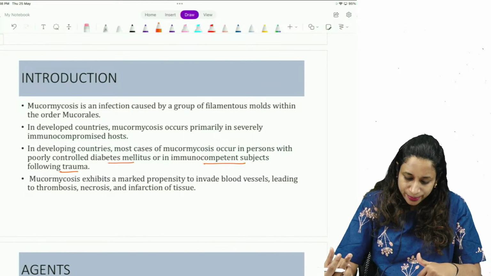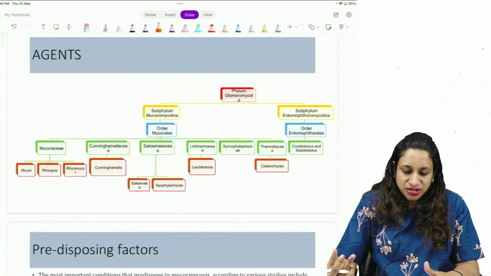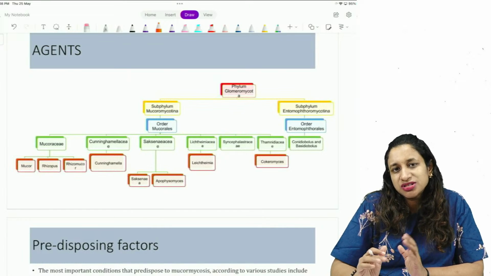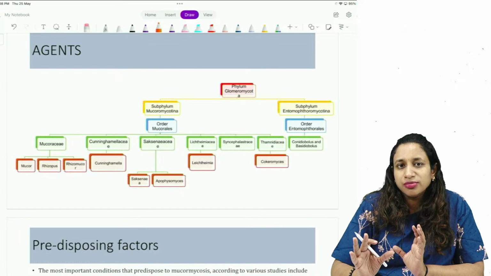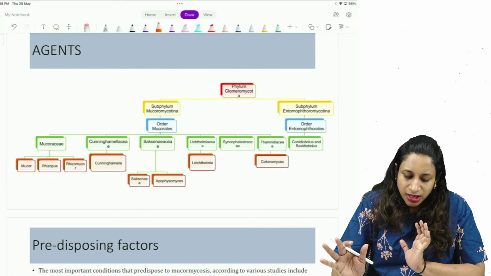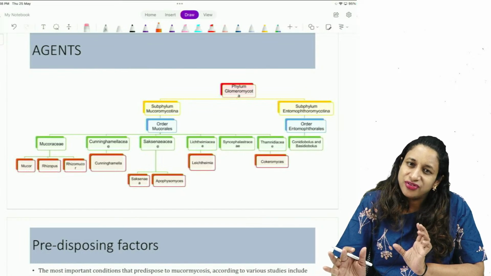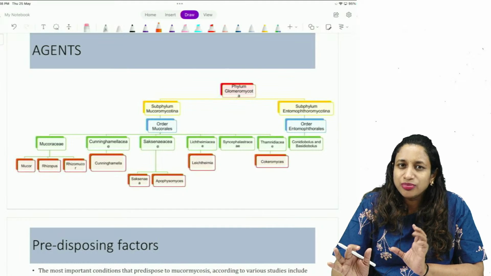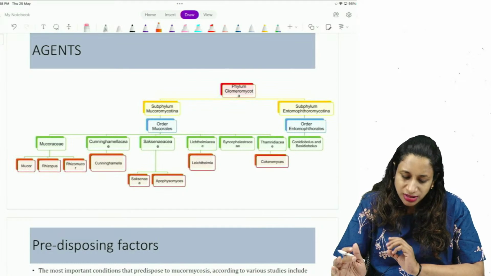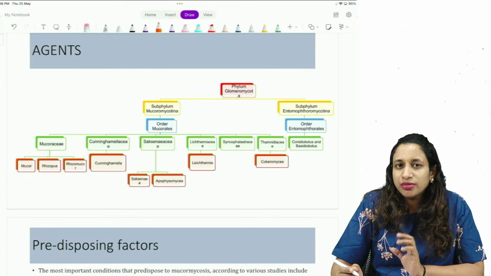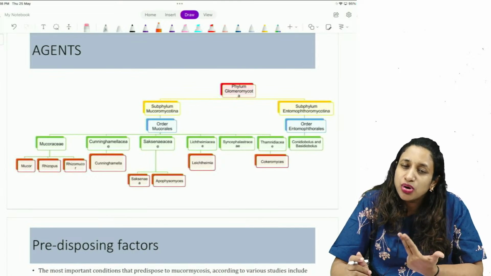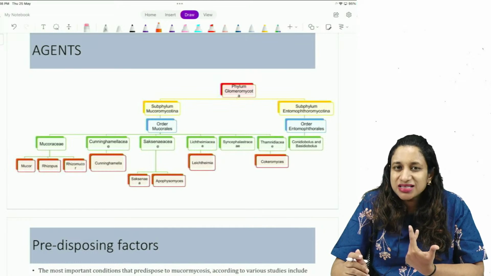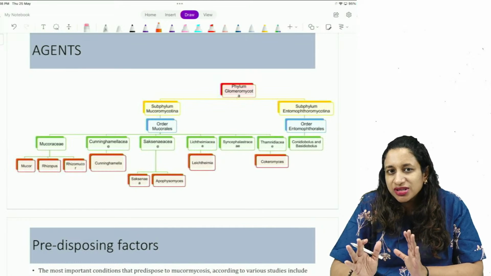Now, coming to the agents. This belongs to the phylum Zygomycota, and the order Mucorales. So, what do you have to remember? The most important thing is there are a few organisms which are always associated with it. One such important one is Mucor. You also have Rhizopus, and you have to remember Absidia. These are the three important ones when it comes to the exam.